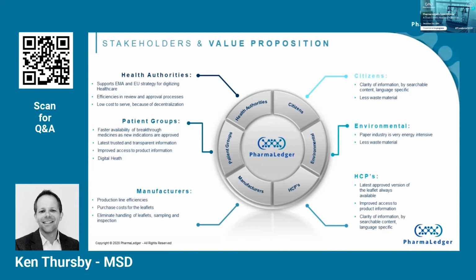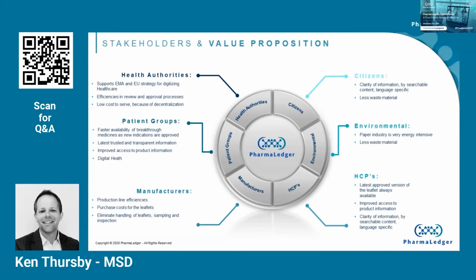So rather than talk about all of these, I'm just going to pick out a couple of favorites. Mine is in the patient groups, this faster availability of breakthrough medicines. Let's say you've got a cancer product which gets an approval for a new indication, say brain cancer. It was previously a lung cancer drug. If you're a patient with brain cancer and that latest indication can get out to practitioners instantly, then that could be life-saving. So I think that's a huge, huge benefit.